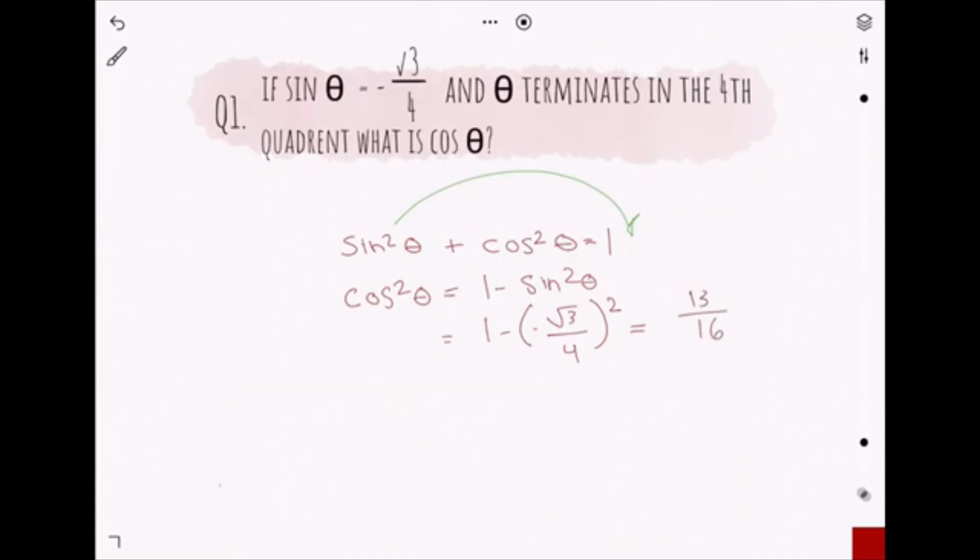This is not your final answer. So now you want cosine only. You don't want cosine squared. So how to do that is you take the square root of your answer. So it would be cosine theta equals positive or negative square root of 13 over 16, which will give you square root of 13 over 4. This is your final answer. Since the terminal side of theta is in the fourth quadrant, the cosine would be positive.